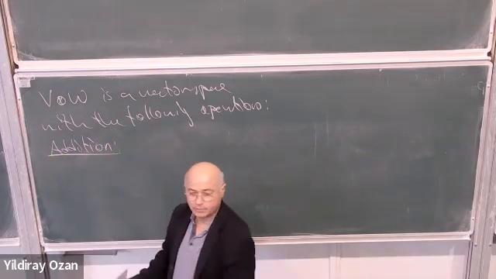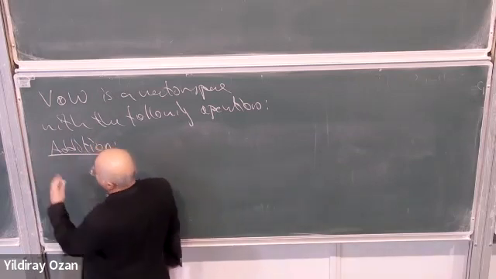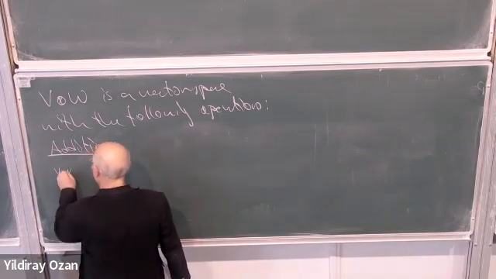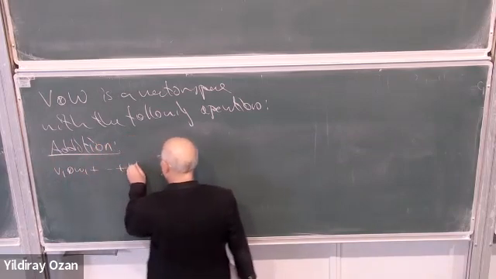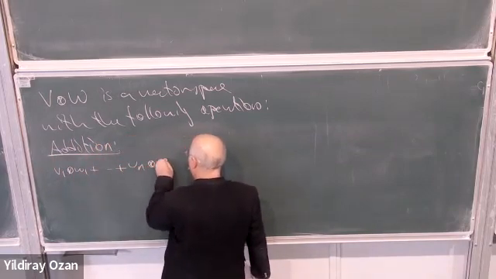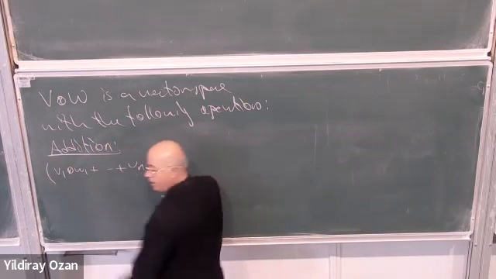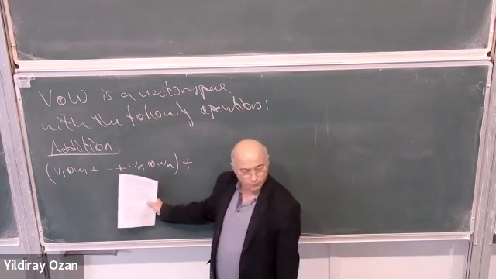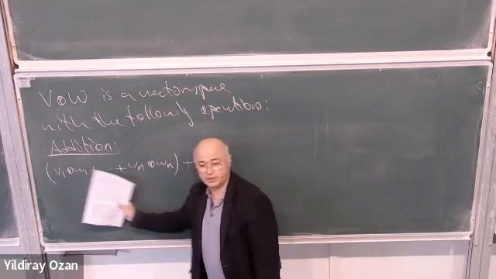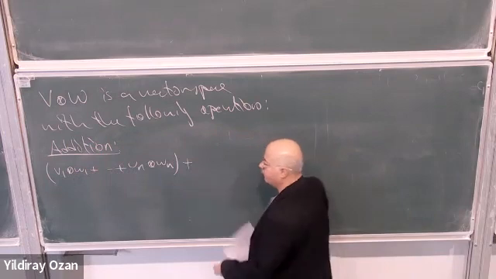Addition is very easy. So, let's take two elements: V1 tensor W1, up to Vn tensor Wn. This is one element. And then I have another element, right? So my elements of the tensor product are expressions like this. I just take two of them.